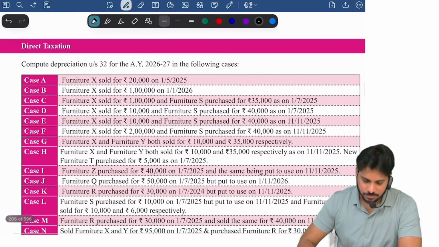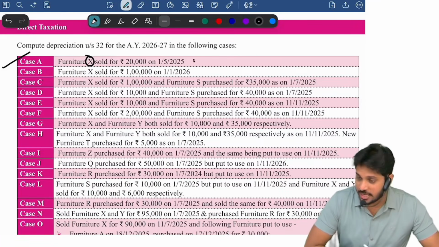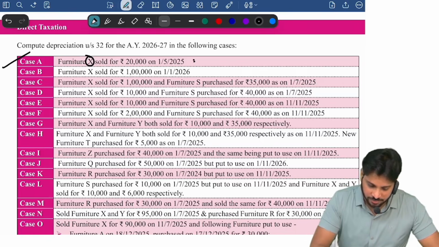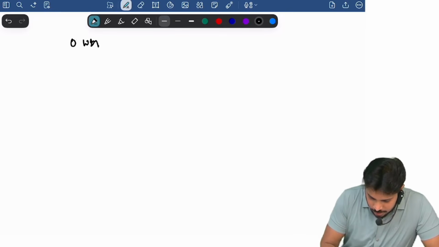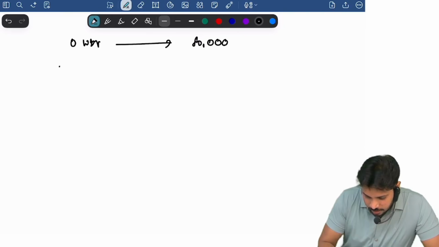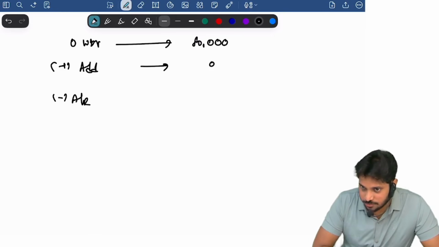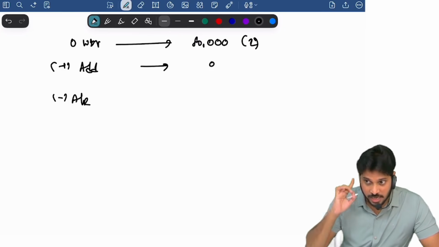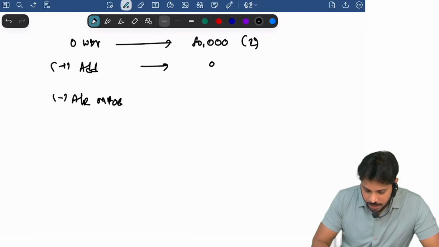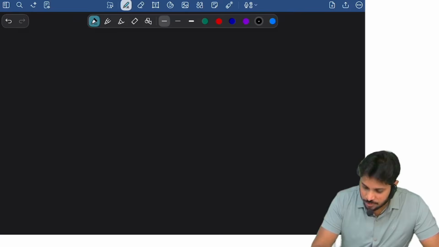Now case number A, furniture X is sold for 20,000 on 1st May 2025. So what is the opening WDV? 80,000, correct? Now we know the format. Additions during the year 0, minus amount received. Part of a block is sold. Remember, opening has 2 furniture items. Now we sold only 1, which means only part of a block is sold. What is the amount received on part of a block sold?